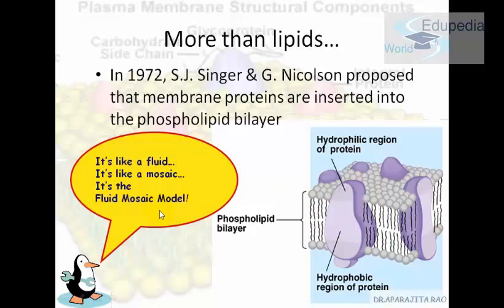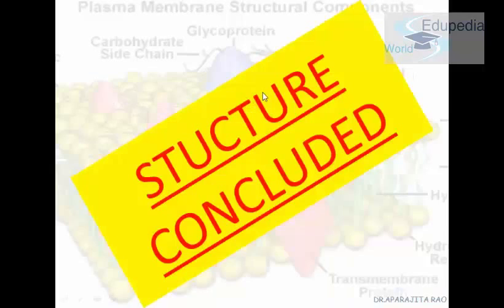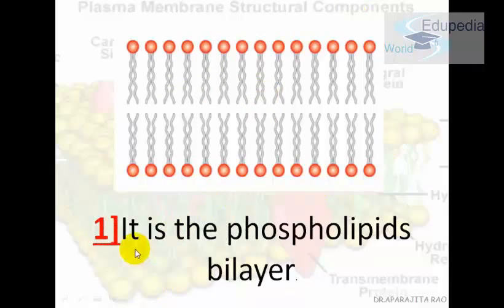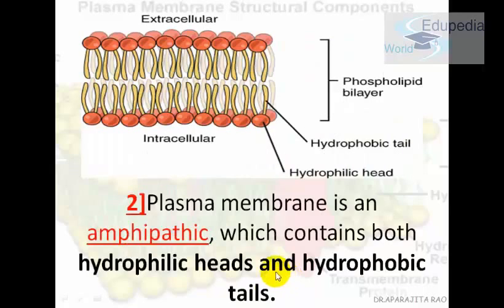This is a very important question: who gave the fluid mosaic model of the cell membrane? So after understanding this complete structure, what are you going to write in your exams? There are 4 basic points. First, it is a phospholipid bilayer. Second, the plasma membrane is amphipathic in nature.